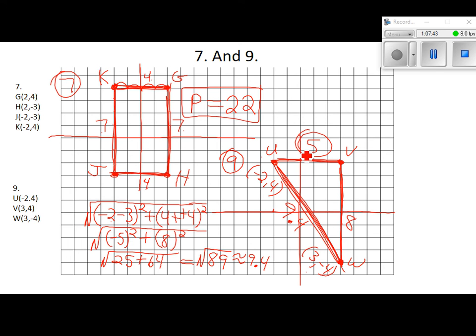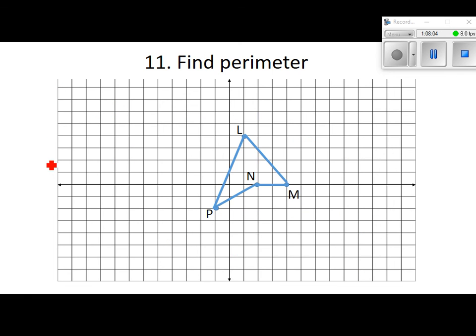Then all we're going to do is add up that 5, that 8, and that 9.4. 9.4 plus 5 plus 8. Use your calculator again if you need to. So the perimeter of this shape is about 22.4. That's for number 9. Number 11, find the perimeter of that shape.